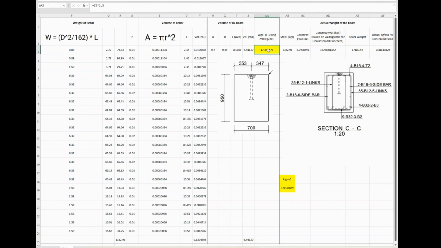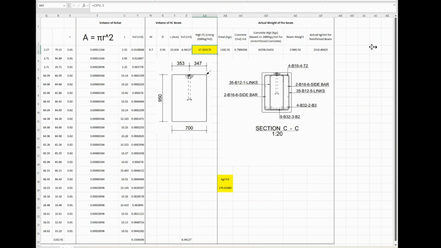And if we go back up there just for completeness, the weight of the beam was 17.35 using the 2.5. And the actual weight of the beam is 17.48. So a slight increase because of the density of steel in the unit. So just little things to keep an eye on.